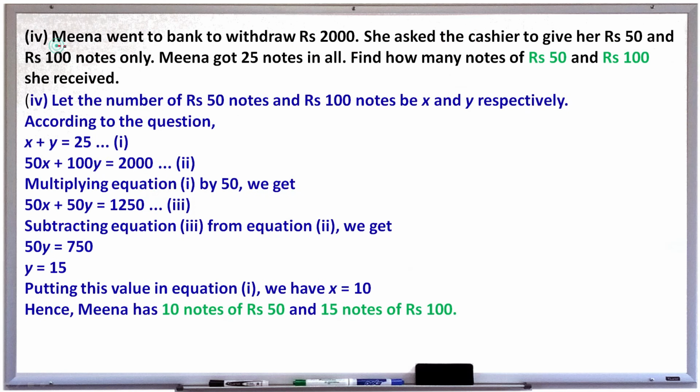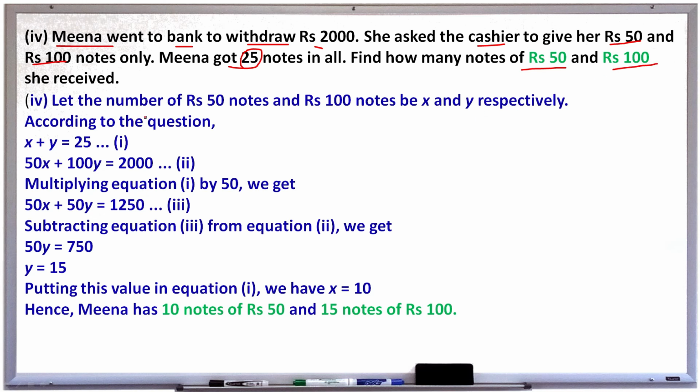Meena went to bank, withdraw rupees 2000. She asked the cashier to give her 50 rupees notes and 100 rupees notes only. She wants the denomination of 50 and hundreds. Meena got totally 25 notes. Currency 25 notes she got. Find how many notes of 50 and how many notes of 100.